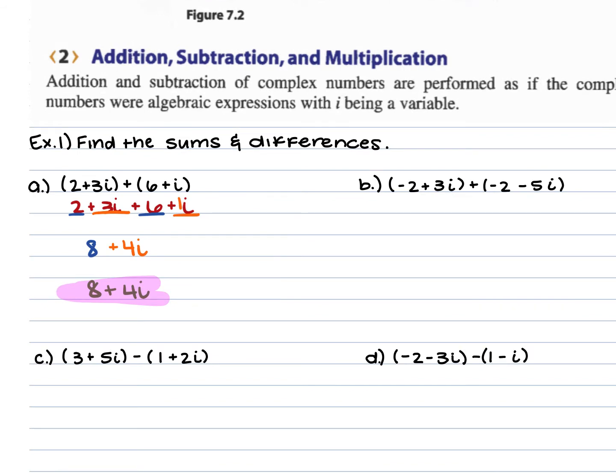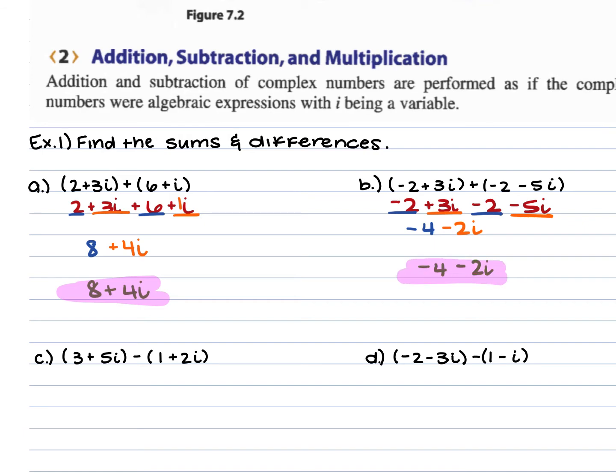For example b, we have (-2 plus 3i) plus (-2 minus 5i). For this one, again, we're just going to rewrite this without the parentheses since there is addition between the two sets of parentheses. So we have -2 plus 3i minus 2 minus 5i. Your real numbers are the -2's. You combine them, you get -4. Your complex numbers or imaginary numbers are the 3i and the -5i, which combine to give us -2i. So altogether, we just have -4 minus 2i.